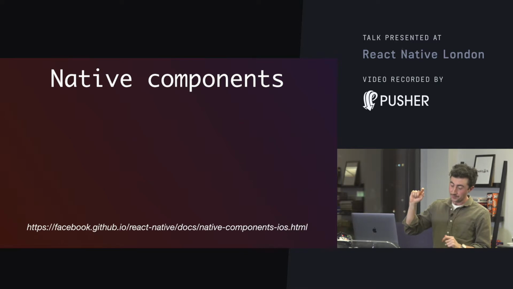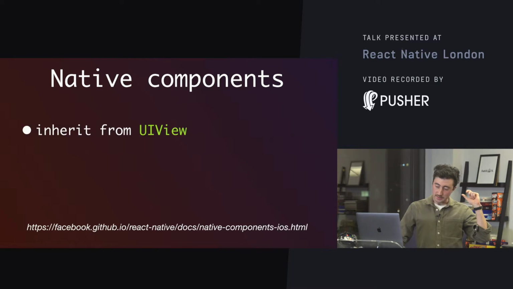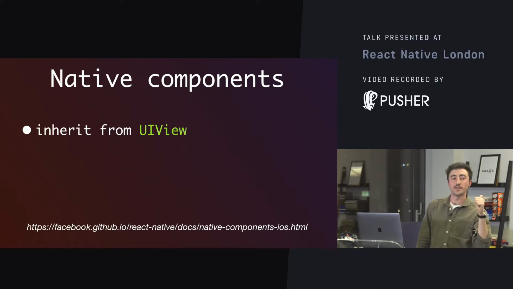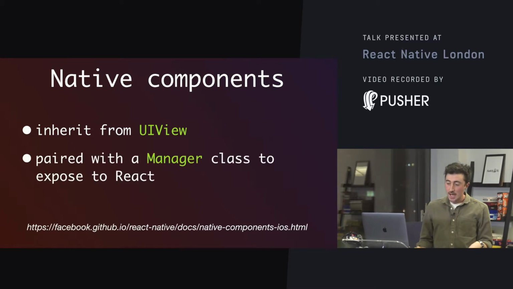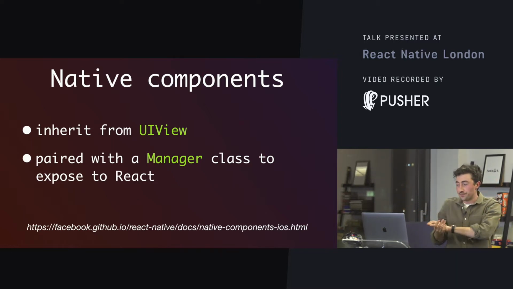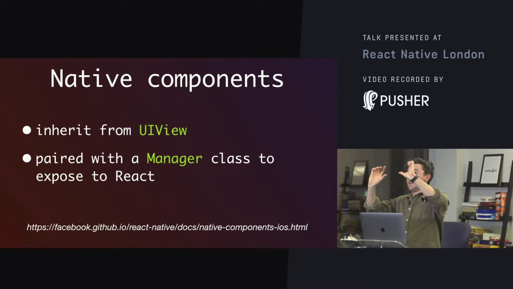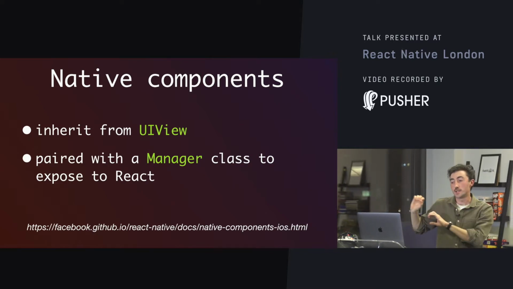On the native side, there's kind of two things you need. You need a class that inherits from UIView. UIView is that thing that I was talking about earlier, that UIViewControllers control. And it does the rendering to the screen. And then we need this manager class, something manager, which does all of the boilerplate that exposes our custom component, which is going to live in that UIView subclass. And that's what exposes it to React.